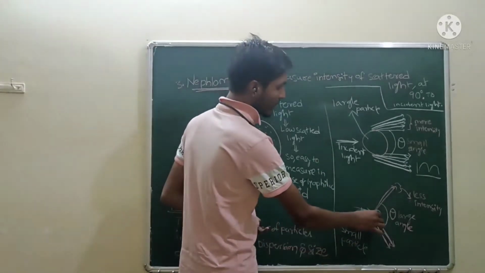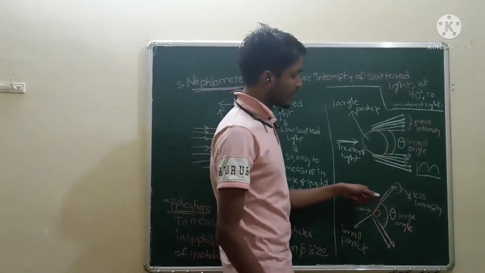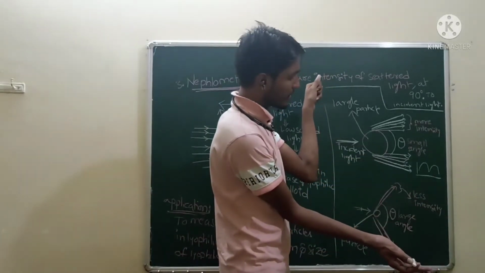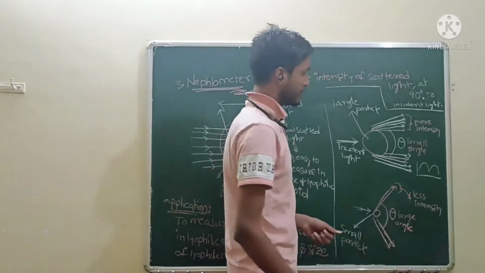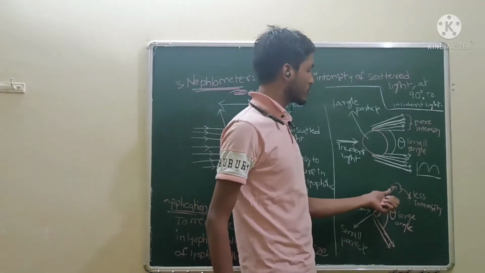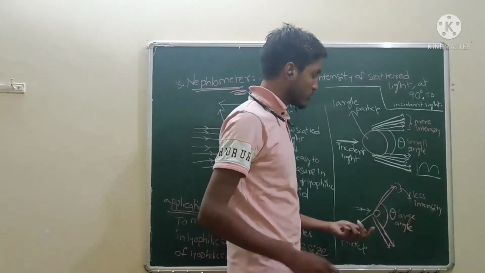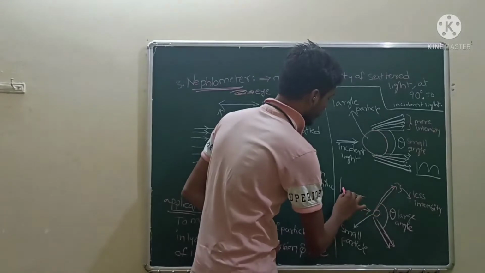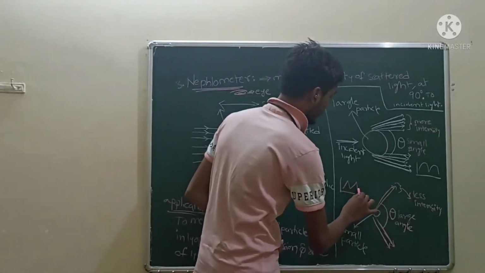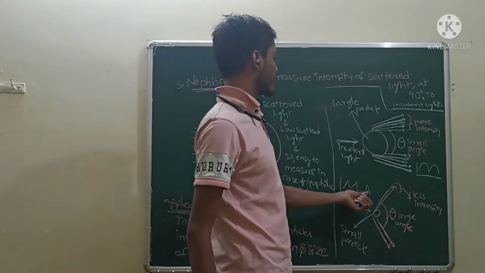When you consider the small particle, this is the incident light. There is a large angle between the two scattered lights. Just two lights are scattered with less intensity. So we can observe in the nephelometer sharp peaks like this. Sharp peaks we can observe in the case of the nephelometer.